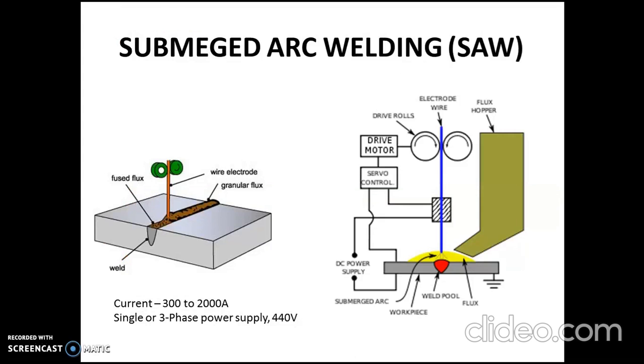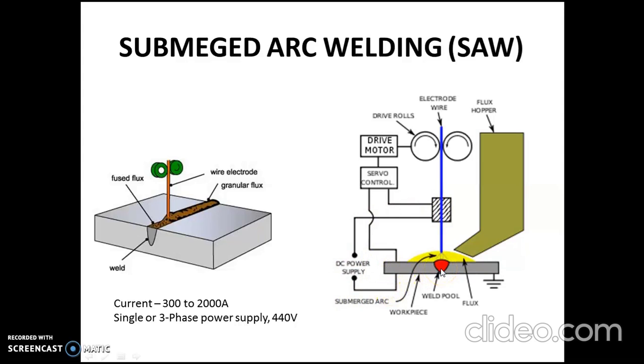Next is submerged arc welding. I will explain the diagram here. This is a hopper in which flux is supplied to the weld zone. The blue color represents the wire electrode that is sent to the weld zone by a drive motor which rotates the rolls, and that is controlled by the servo control system. There are two terminals: one terminal is connected to the source of the electrode wire and the second terminal is connected to the workpiece.